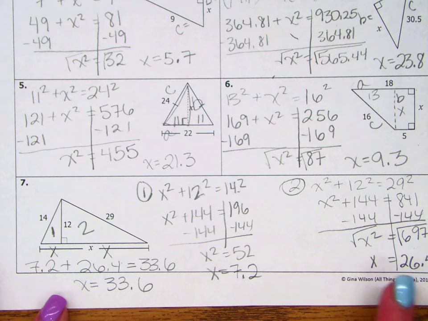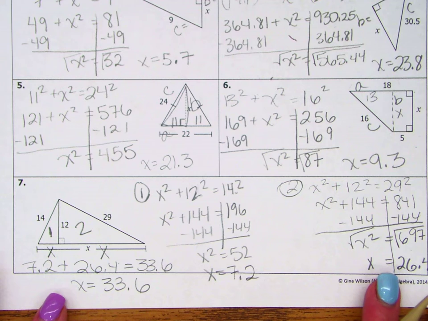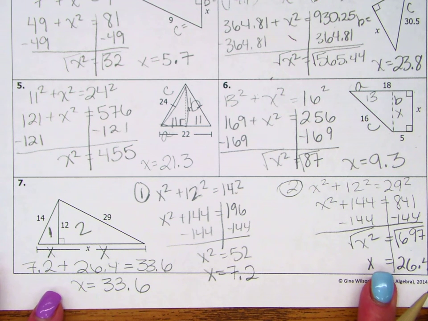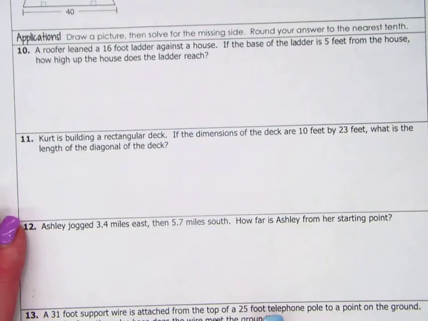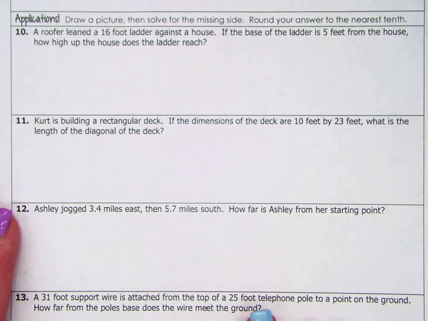All right, so the next problem I'm going to do, you guys don't have on your note sheet, but I'm just going to do it to expose you guys to it, because I'm pretty sure you guys are capable of solving the word problem. So we're going to look at a word problem. Number 16. All right, a roofer leaned a 16-foot ladder against a house.